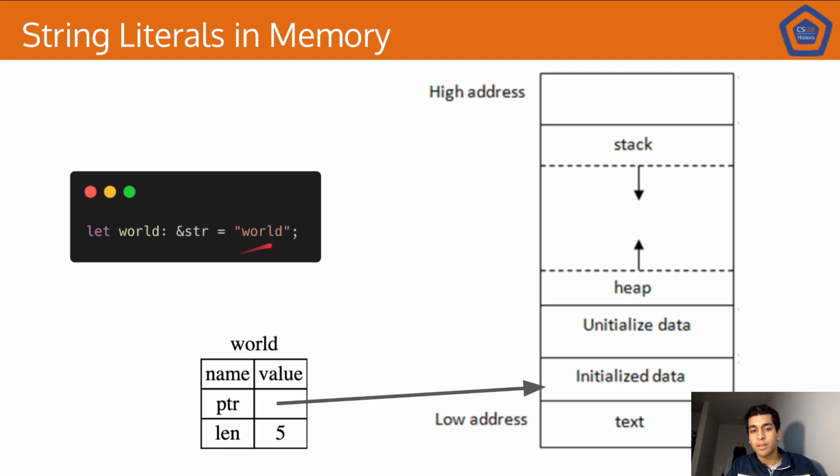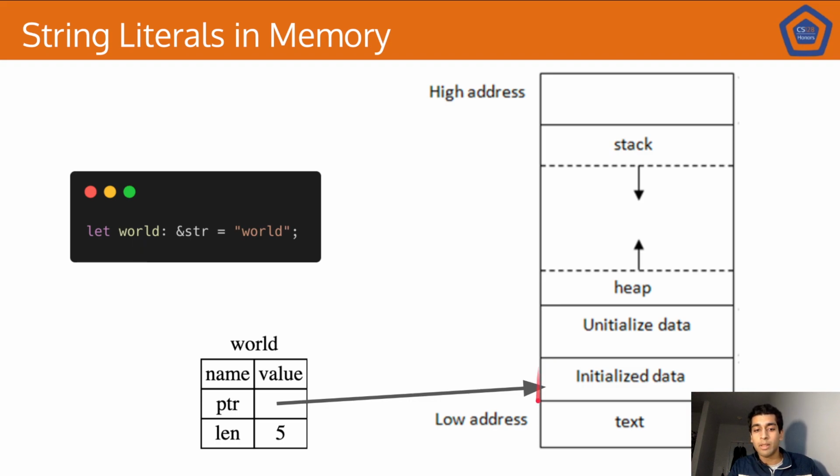Well, that's because the string literals are actually baked into your program code. So when you're starting up your process, starting up your executable, these characters are built into the code. So they are initialized in this initialized data part of memory. So on startup, they're loaded into this section of your RAM. And so when you're creating a string literal, you're effectively creating a slice of this initialized data.